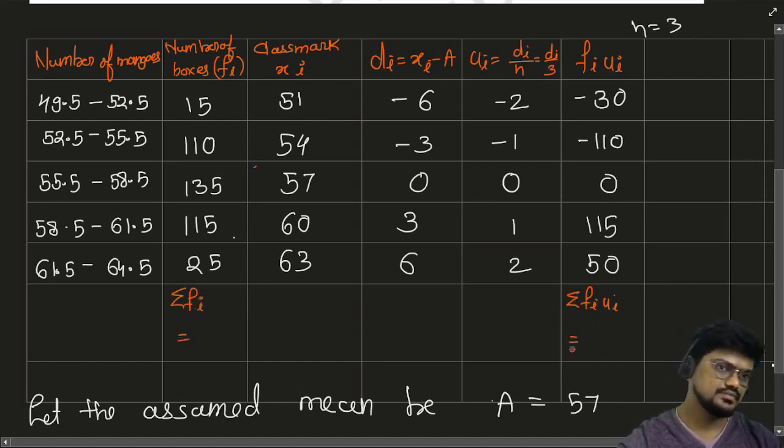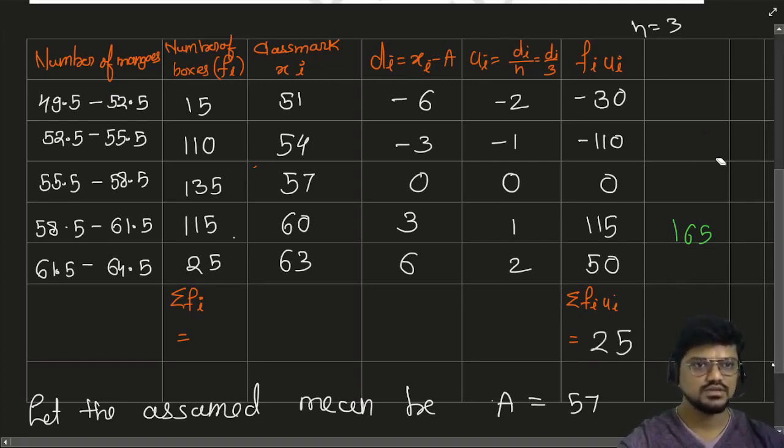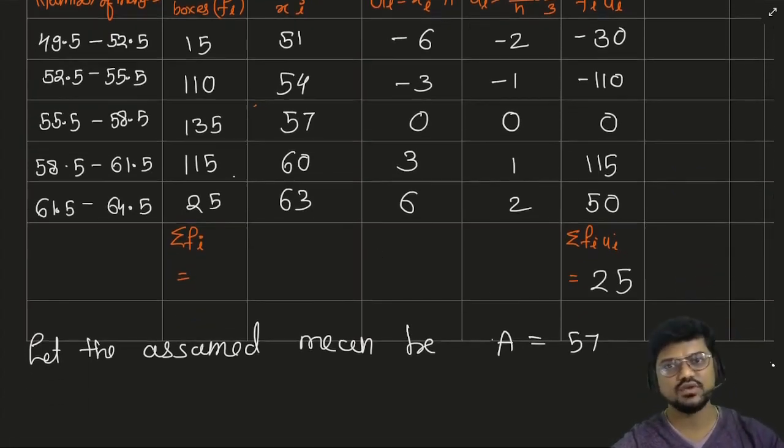Let's add them. To add them, first we'll do whatever there is in subtraction. It is minus 140. And this is 5, 60, 165. 165 minus 140 is how much? 5 minus 0 is 5. 6 minus 4 is 2. So that is 25. So 25 is your summation of fi into ui.